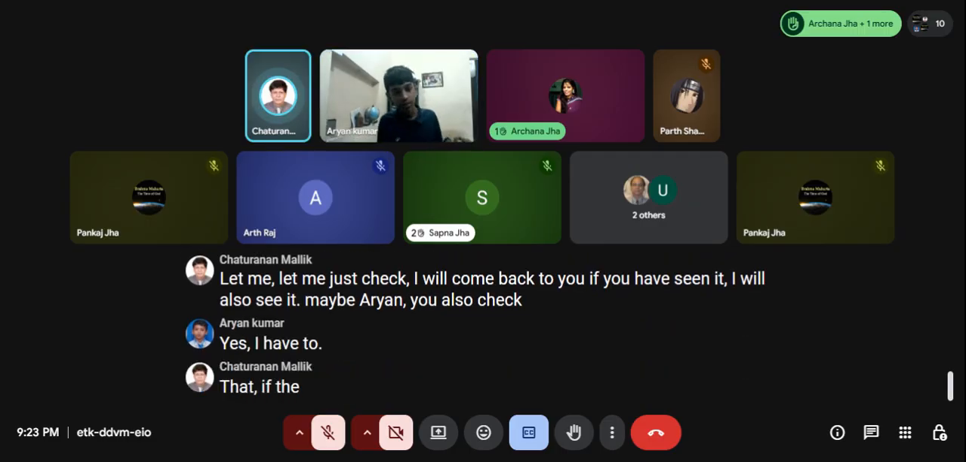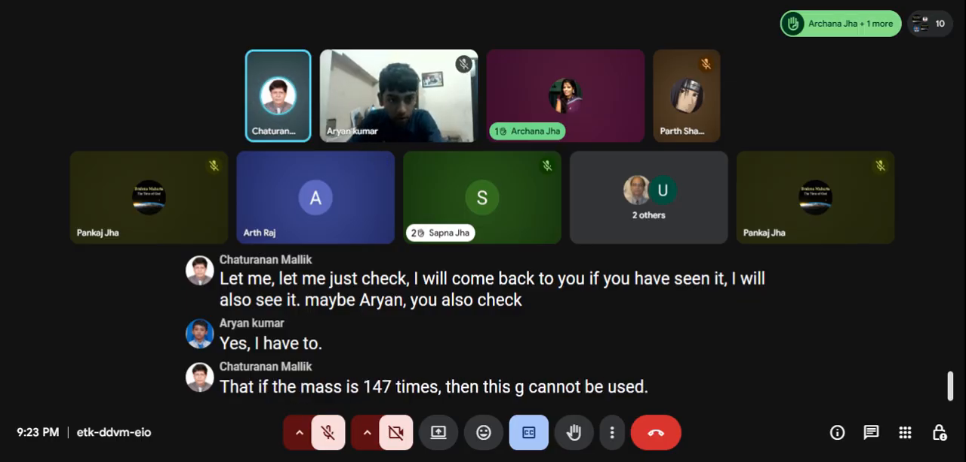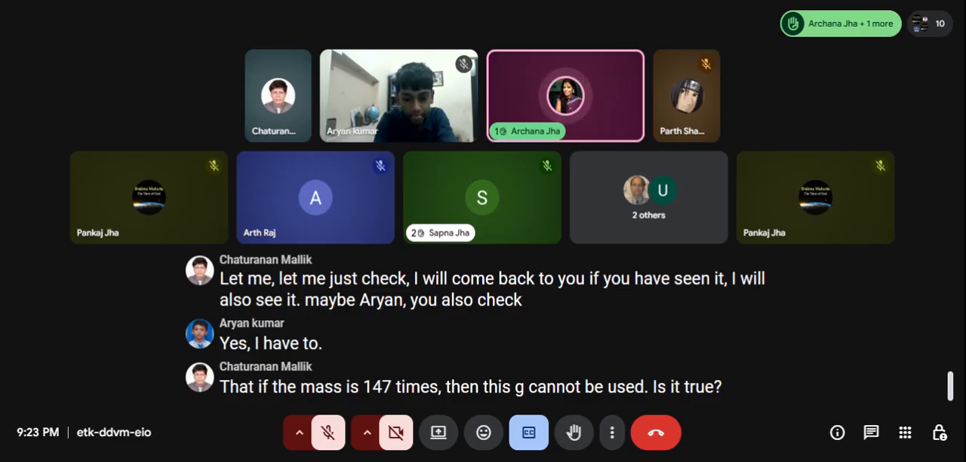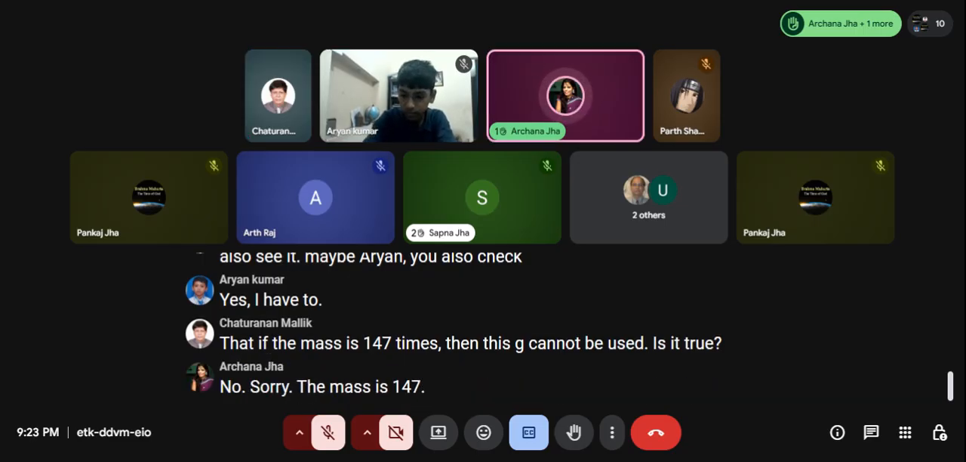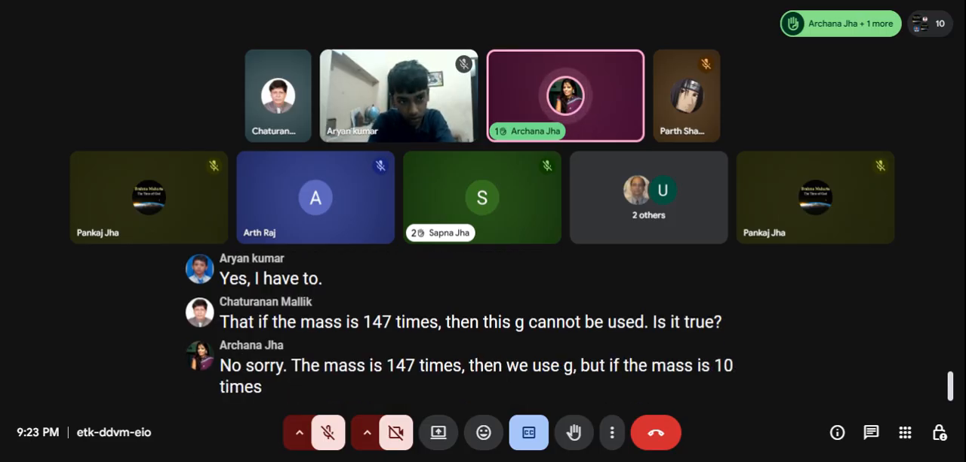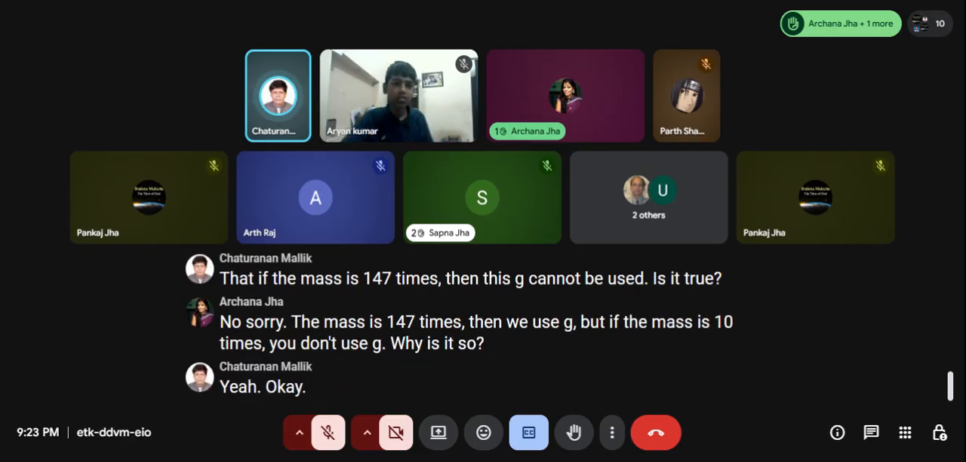Yes, sir. I've checked that if the mass is 147 times, then this G cannot be used. Is it true? No, sir. If the mass is 147 times, then we use G. But if the mass is 10 times, we don't use G. Okay, the reverse you are saying, right? Okay.